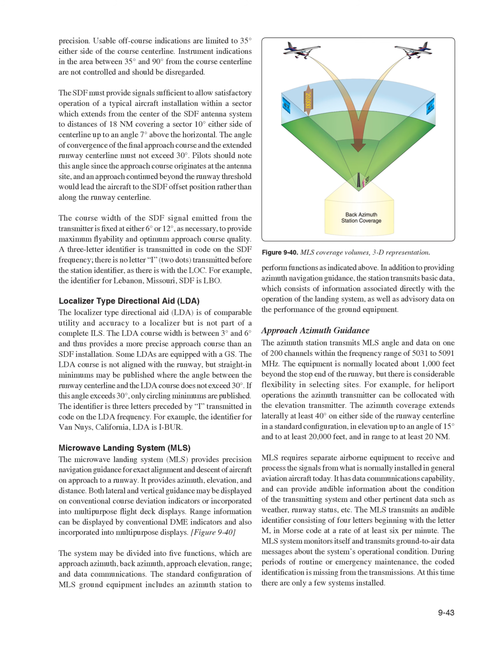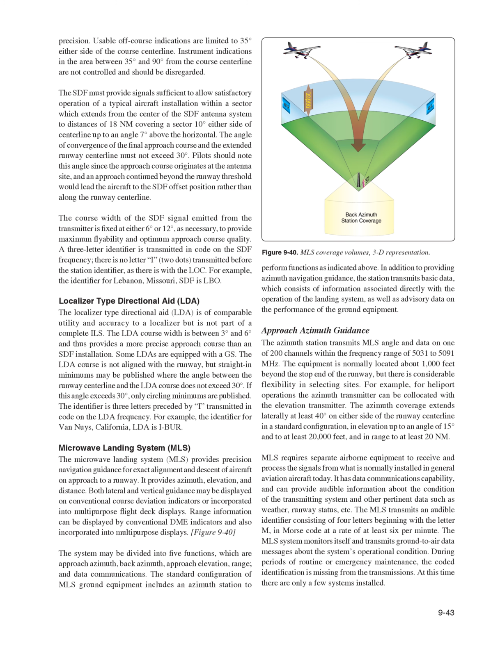Approach azimuth guidance: the azimuth station transmits MLS angle and data on one of 200 channels within the frequency range of 5031 to 5091 MHz. The equipment is normally located about 1,000 feet beyond the stop end of the runway, but there is considerable flexibility in selecting sites. For example, for heliport operations, the azimuth transmitter can be collocated with the elevation transmitter.